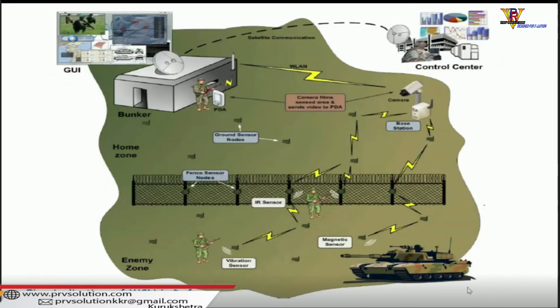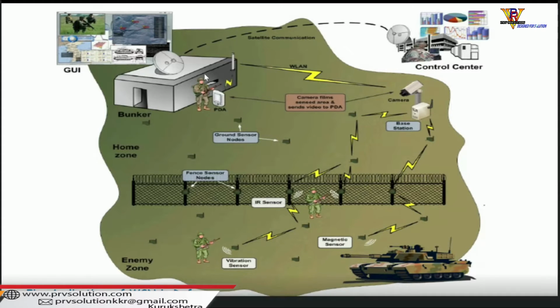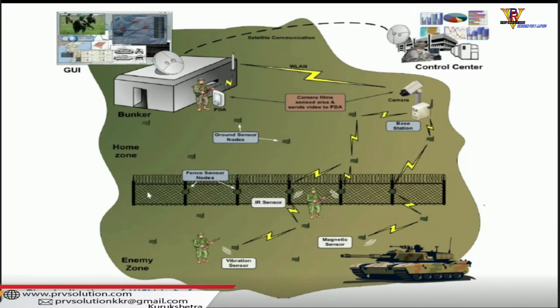If we look at this diagram, if we don't go into the technical details, it is a self-explanatory diagram. See, this region is the military zone, and here is the enemy zone, meaning the enemy can enter our territory. So this is the fencing, you can say the border. Different types of nodes are placed here. And this is the enemy zone.